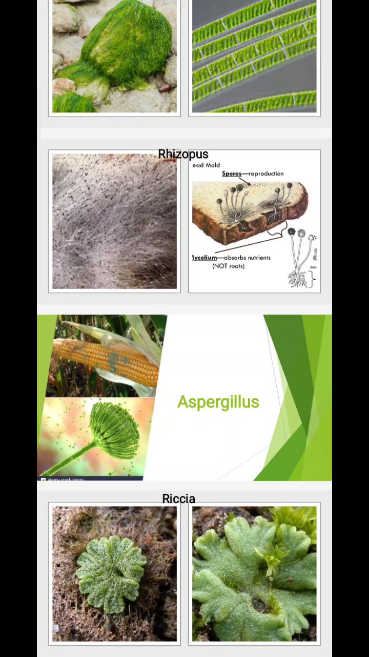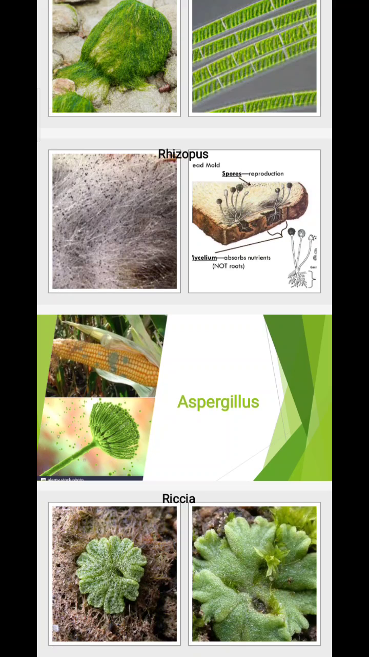Then the third example, of the bryophyta, is Riccia. It is a first land plant, that's why it grows in moist or shady places, and it has a thallus structure. These are the two pictures of Riccia.